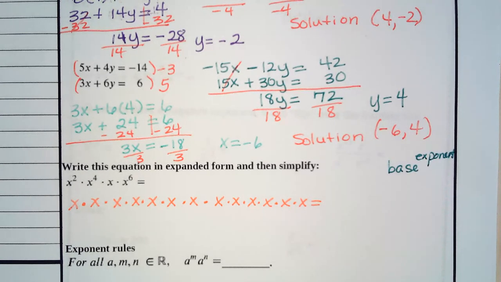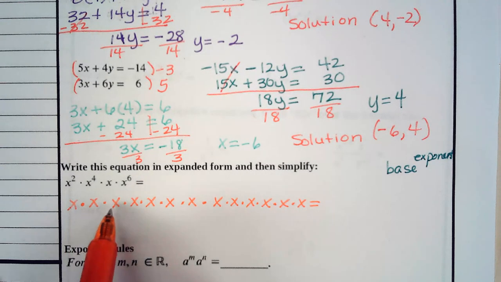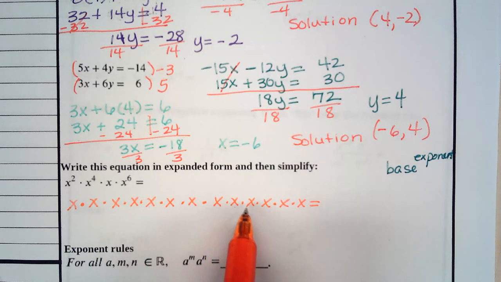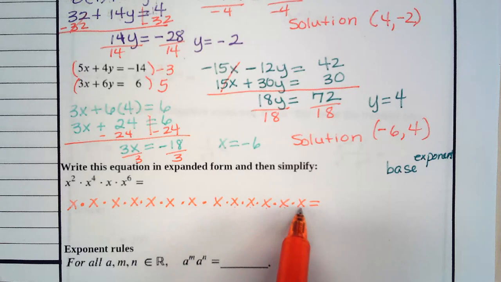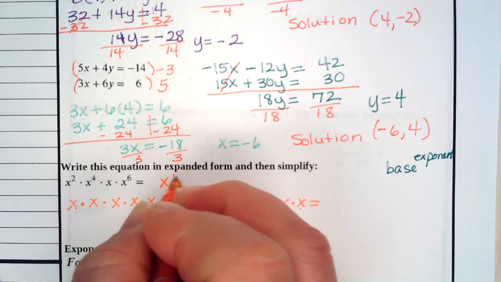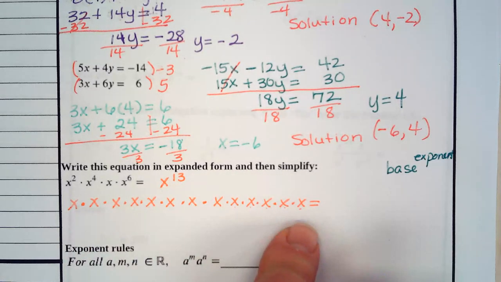The base raised to the exponent. The exponent tells us how many factors of the base we have. So let's do a little bit of counting here. 1, 2, 3, 4, 5, 6, 7, 8, 9, 10, 11, 12, 13. I have 13 x's. So this is equal to x to the 13th power. This is what it looks like.